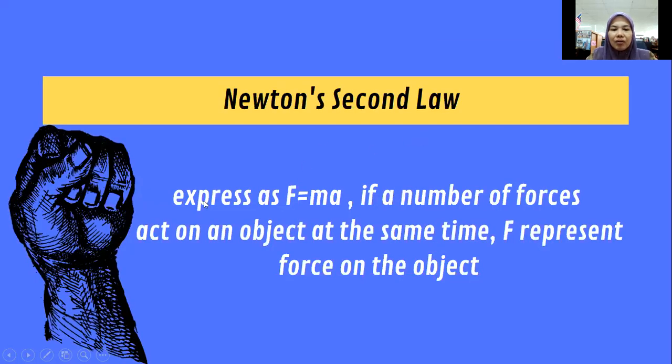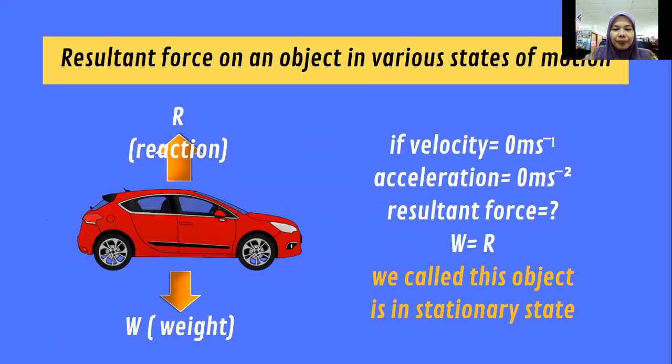Newton's second law is expressed as F equals ma, if a number of forces act on an object at the same time, where F represents the force on the object. This is Newton's second law. Resultant force on an object in various states of motion.